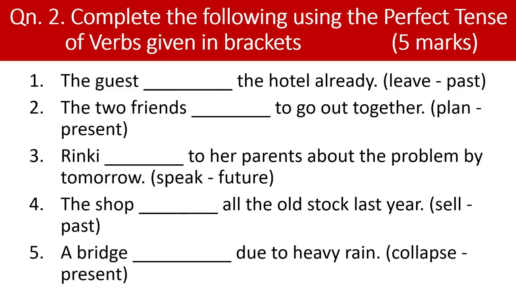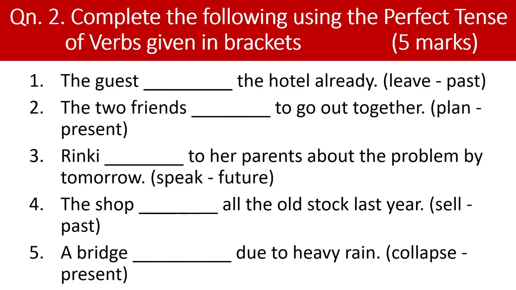Now we move to the second question, which again has 5 sentences. This time you have to use the perfect tense of the verbs given. The pattern is exactly the same. The verb is there in brackets and which tense you have to use is also there. The perfect form of that verb you have to use in the particular tense. Let us see the sentences.